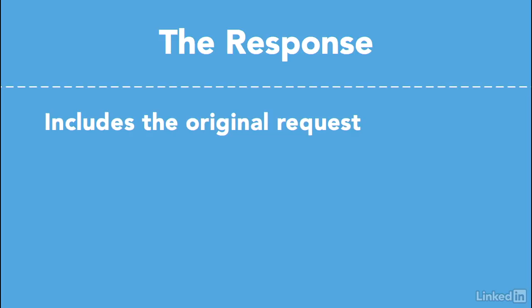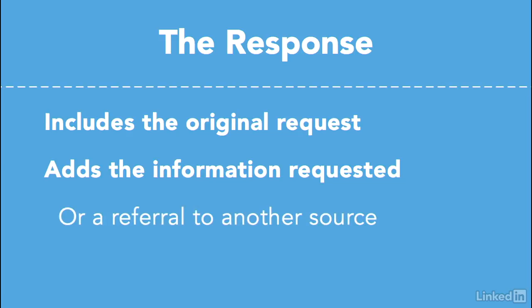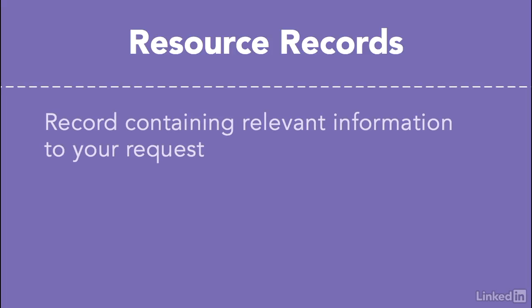Now, the response will also include the header and question section, just to keep track of the original request, but it's going to add the answer to your query. The answer will include the information that you need, or if the DNS server doesn't have the information you need, the answer may contain a referral to a DNS server that will be able to help you get the answer. That makes sense, right? I mean, if you ask a question of a person, that person is either able to answer your question or not. And if they can't answer your question, it would be helpful if that person could tell you where to go to get your answer. That's essentially what's happening here.